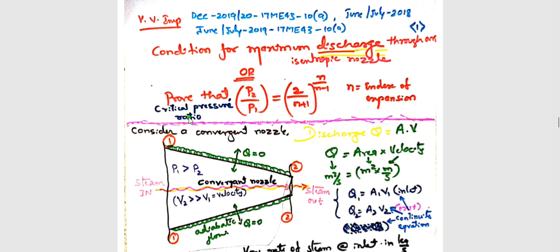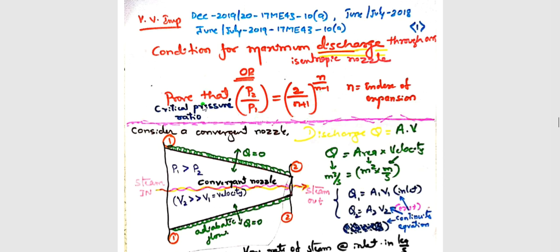Critical pressure ratio is defined as the ratio of pressure at the throat or pressure at the exit of the nozzle, that is P2, to the pressure at the inlet of the nozzle. How will you define? Critical pressure ratio is defined as the ratio of pressure at the exit of the nozzle to the pressure at the inlet of the nozzle. So that is P2 by P1, which is equal to (2 by n plus 1) to the power of n by n minus 1.